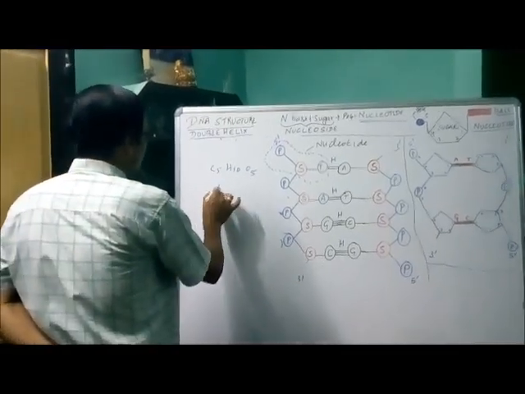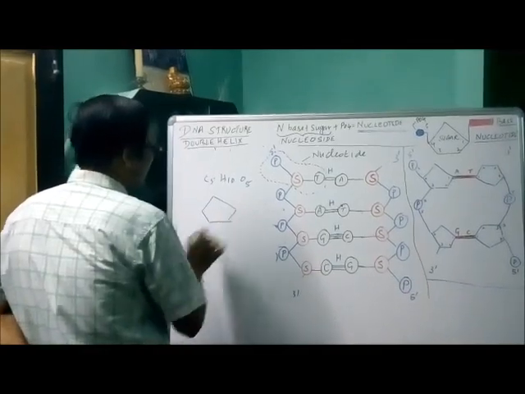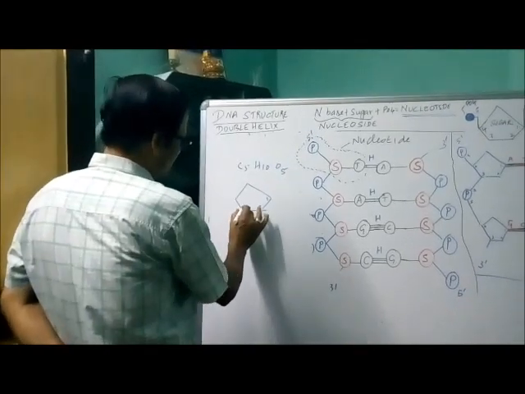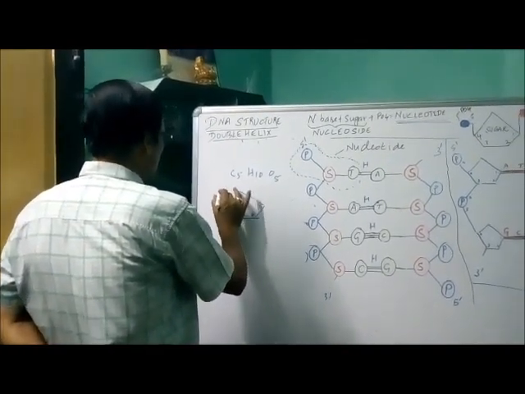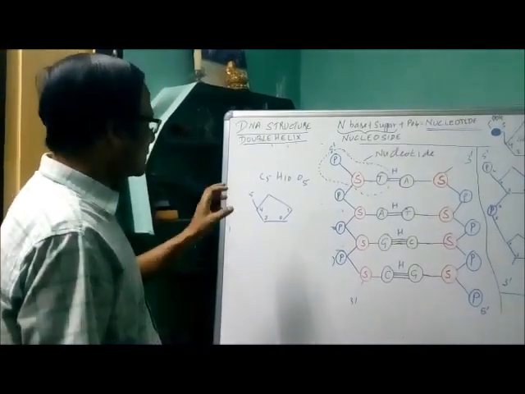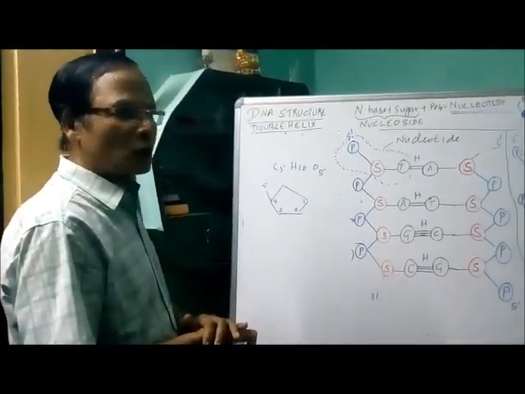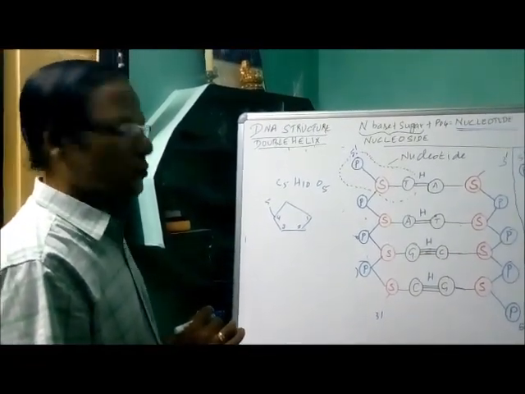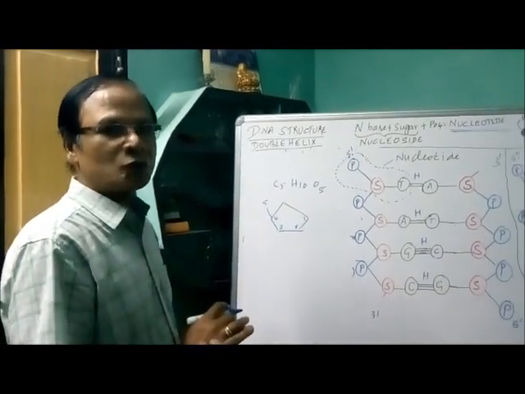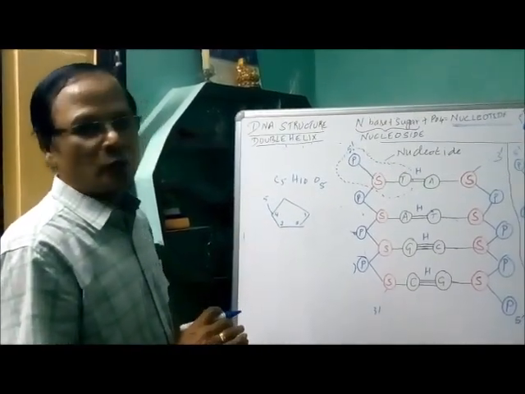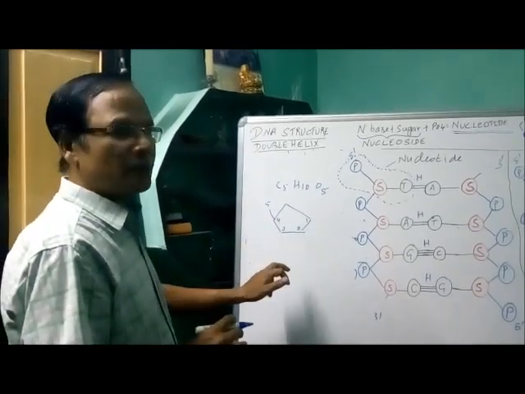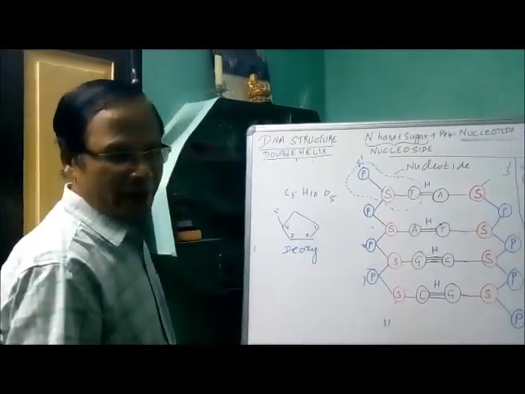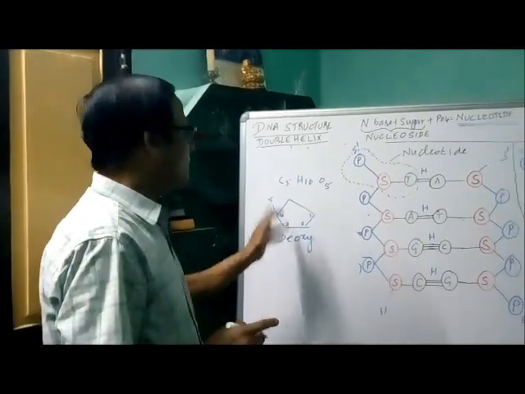Now this is the skeleton of the pentose sugar. I am drawing only the skeleton. This is carbon number 1, this is carbon number 2, this is carbon number 3, this is carbon number 4, here the carbon number 5. So this is a ring compound having 5 carbons, hence called a pentose sugar. Here the sugar is called deoxyribose sugar. There is a difference between deoxyribose sugar and ribose sugar. We don't know now, we will talk about it in higher classes. It is a monosaccharide made up of only one unit, hence called a monosaccharide.